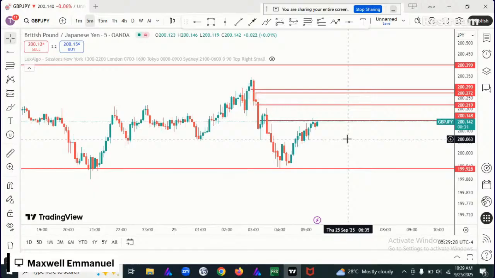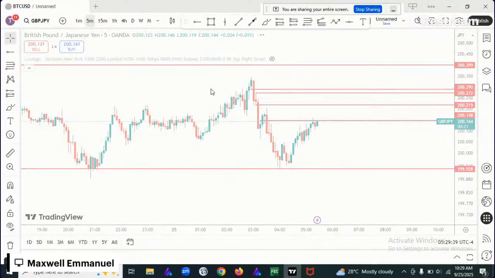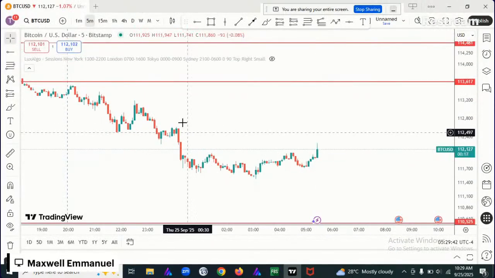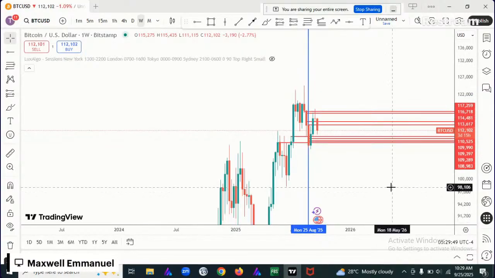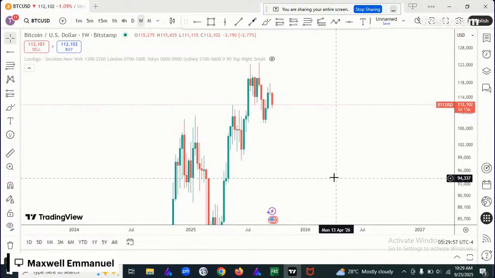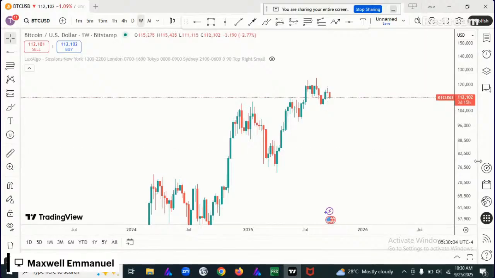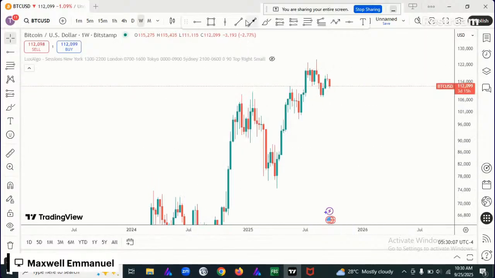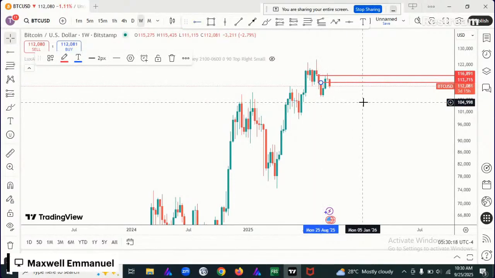BTC USD. Okay, let's see BTC USD. Let me start with the weekly. Last week's candle closed as a doji, and a doji indicates a change in trend from bullish to bearish. You have this fair value gap here in BTC. That gap was filled last week.